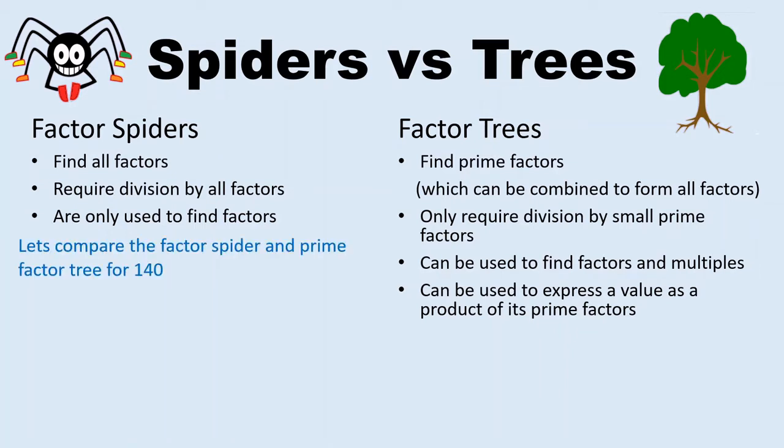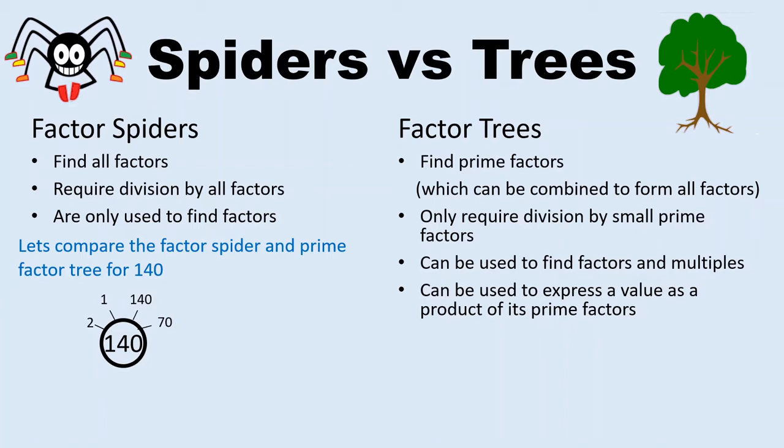Let's compare factor spiders and prime factor trees for the number 140. As a factor spider, we'll start by setting out our legs and we'll balance them off in pairs. The lowest factor of 140, the lowest factor of any number, is 1. And 140 divided by 1 gives us our highest factor pair, which is 140 itself. The next factor we should try is the next smallest number. So after 1 comes 2. Does 140 divide by 2? Yes, it does. 140 divided by 2 gives us 70.